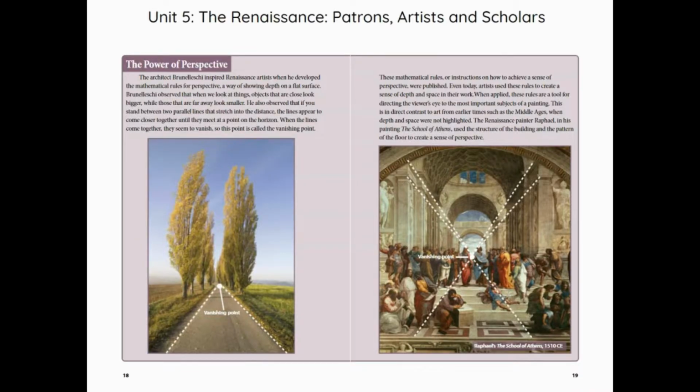This is in direct contrast to art from earlier times, such as the Middle Ages, when depth and space were not highlighted. The Renaissance painter Raphael, in his painting The School of Athens, used the structure of the building and the pattern of the floor to create a sense of perspective.